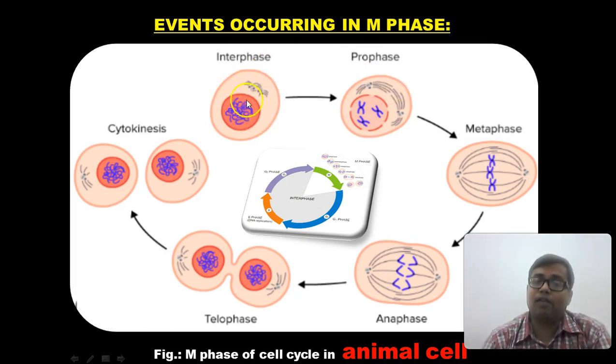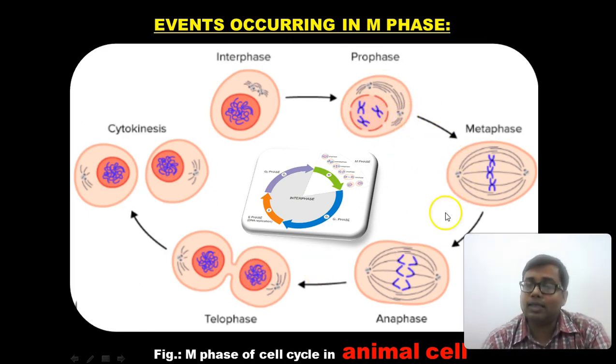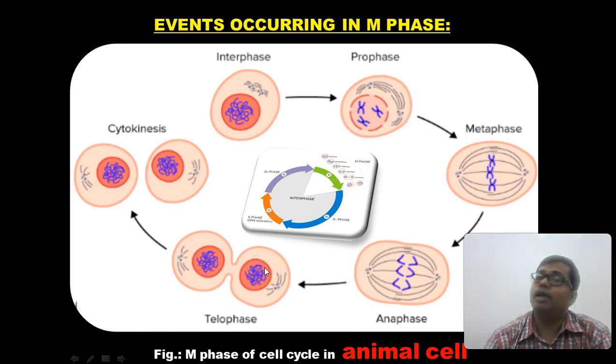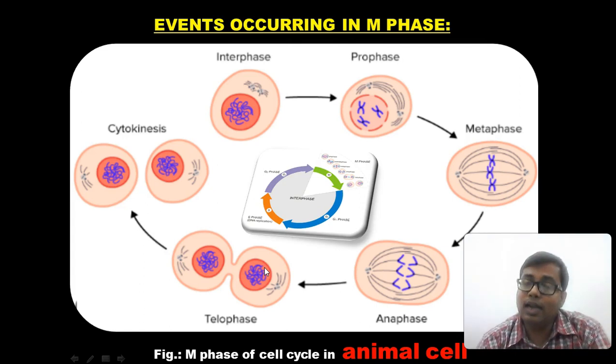So after interphase, the cell enters into the divisional phase, and the divisional phase is made up of different stages. First, the nuclear division takes place, followed by the cytoplasmic division. So nuclear division takes place through 4 stages. What are those? First prophase, then metaphase, then anaphase, and then telophase. I will discuss all those stages in my next lecture, which will be on cell division.